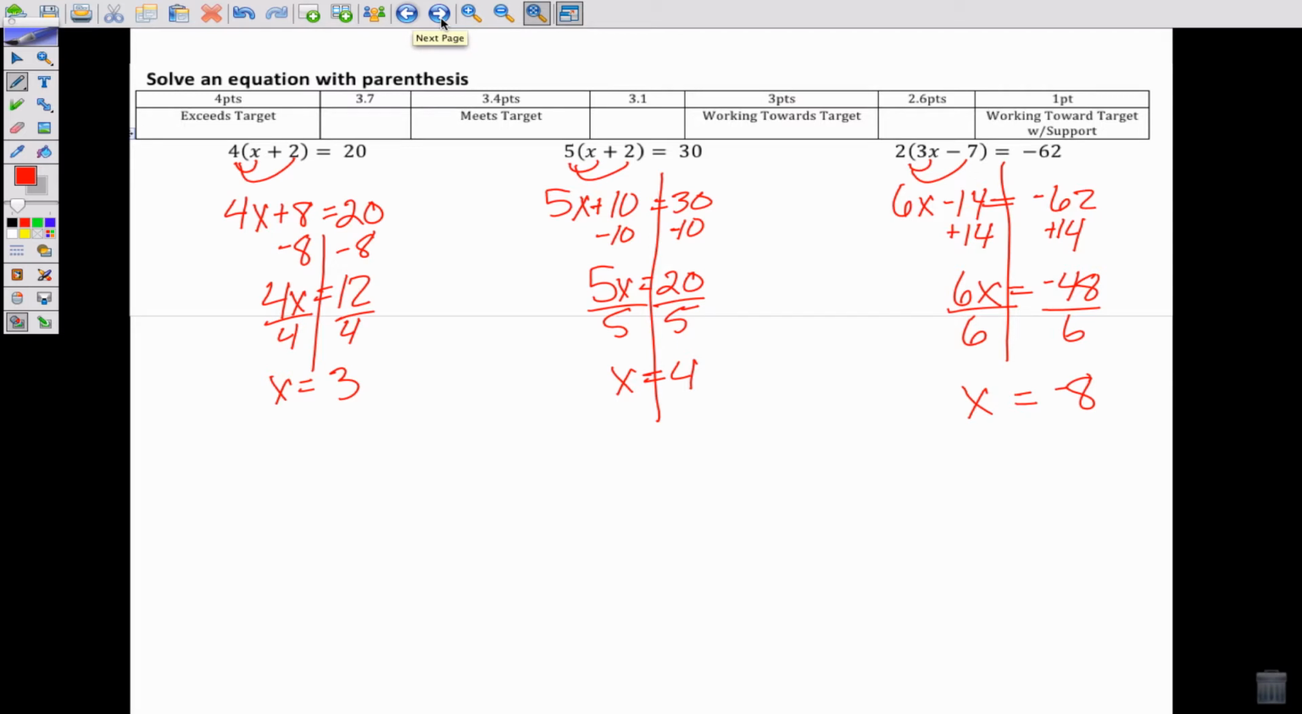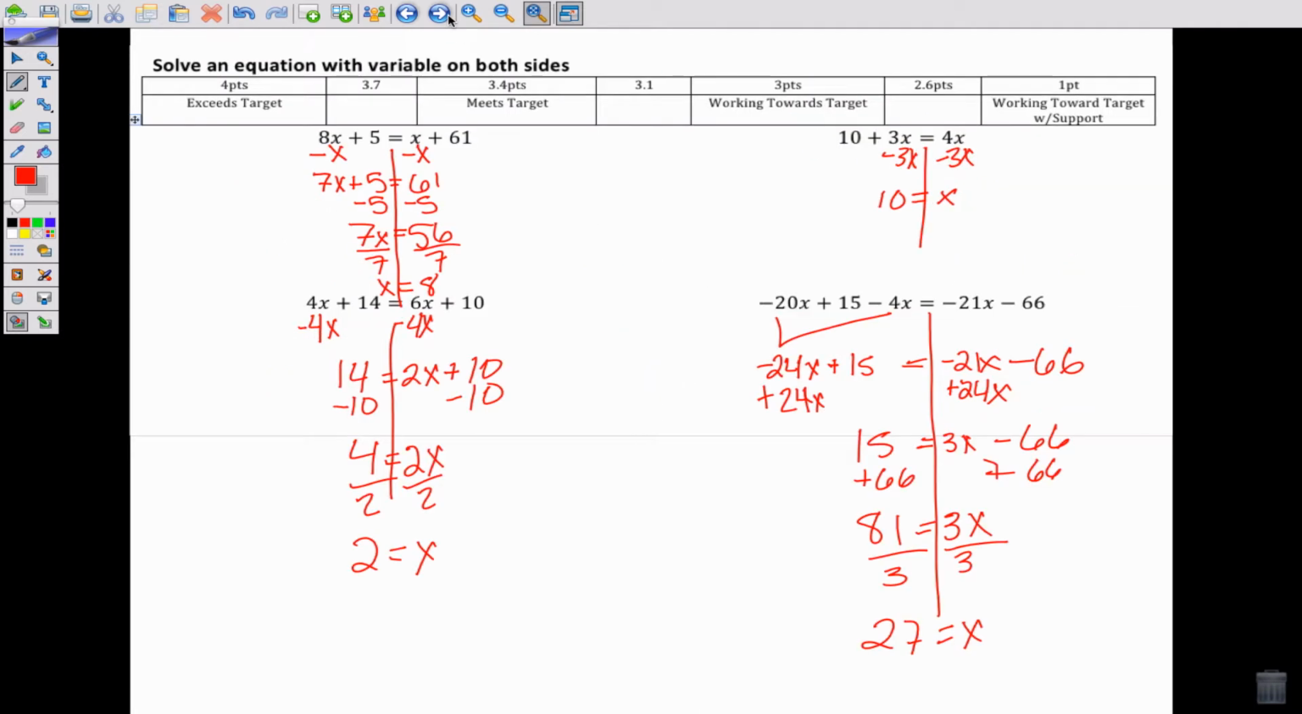Solving with parentheses, again, if you got them all right, go ahead and circle a 4 and move on. Here the only difference is we're distributing, so we're taking this 4 times x and 4 times 2 to get 4x plus 8. 5 times x and 5 times 2 equals 5x plus 10. 2 times 3x and 2 times negative 7 is 6x minus 14. And from there we solve just like we did below. So if you missed one, give yourself a 3.4. If you missed more than that, give yourself a 3 or a 2 or a 1.